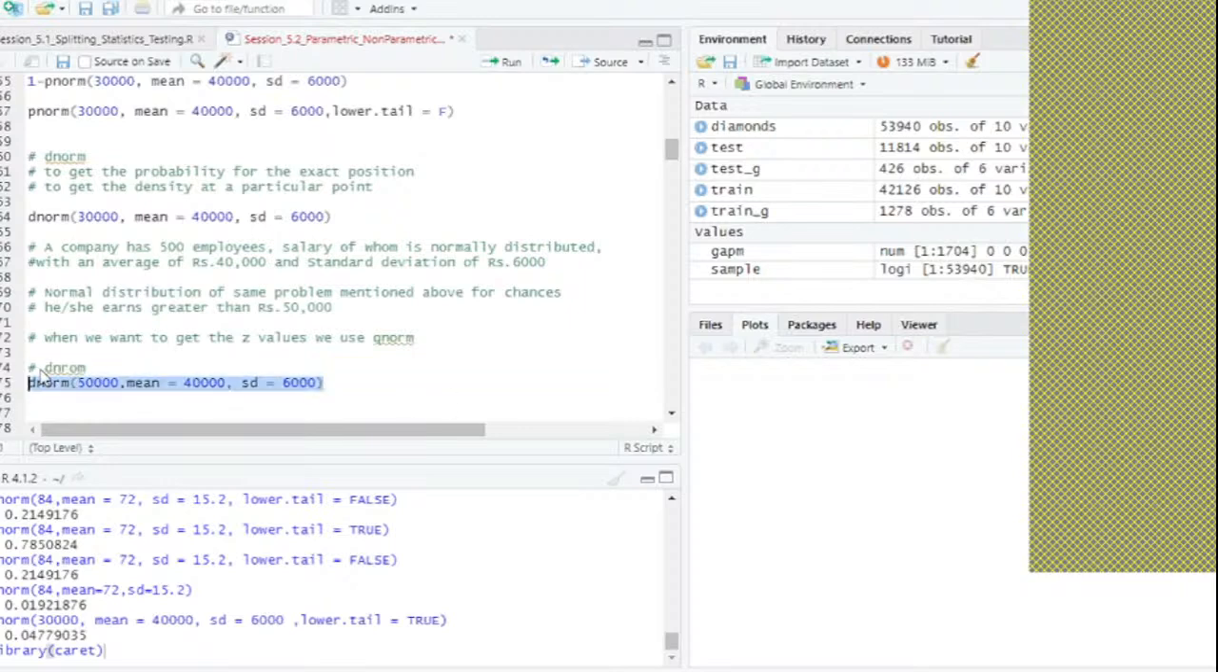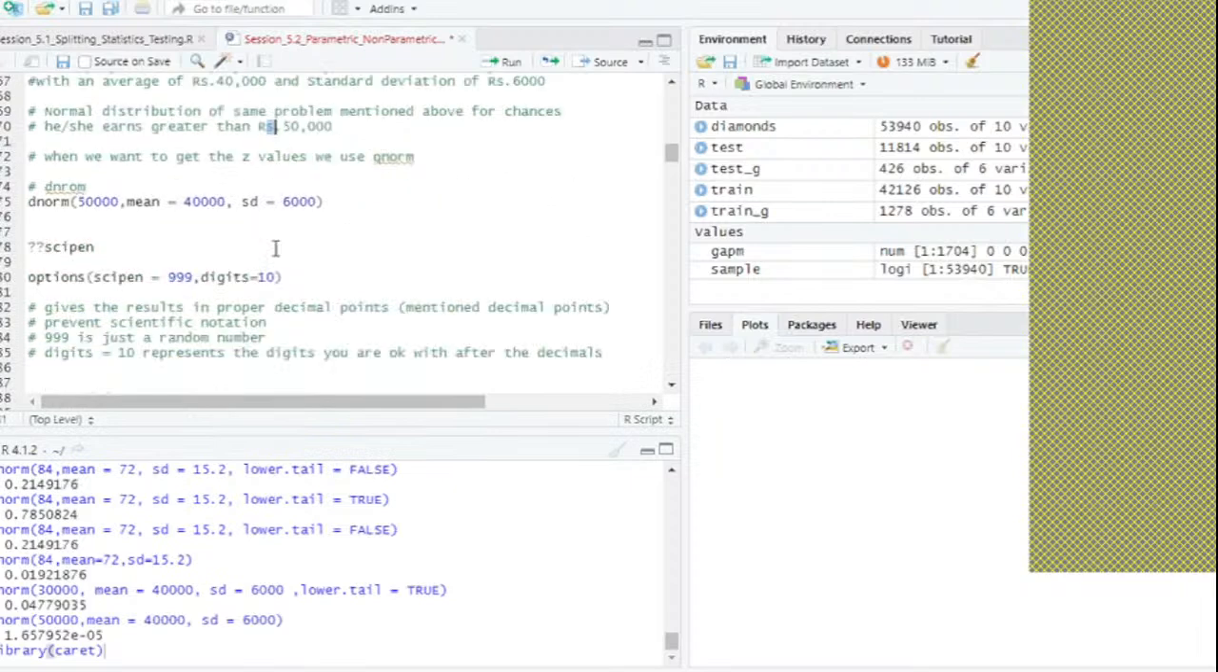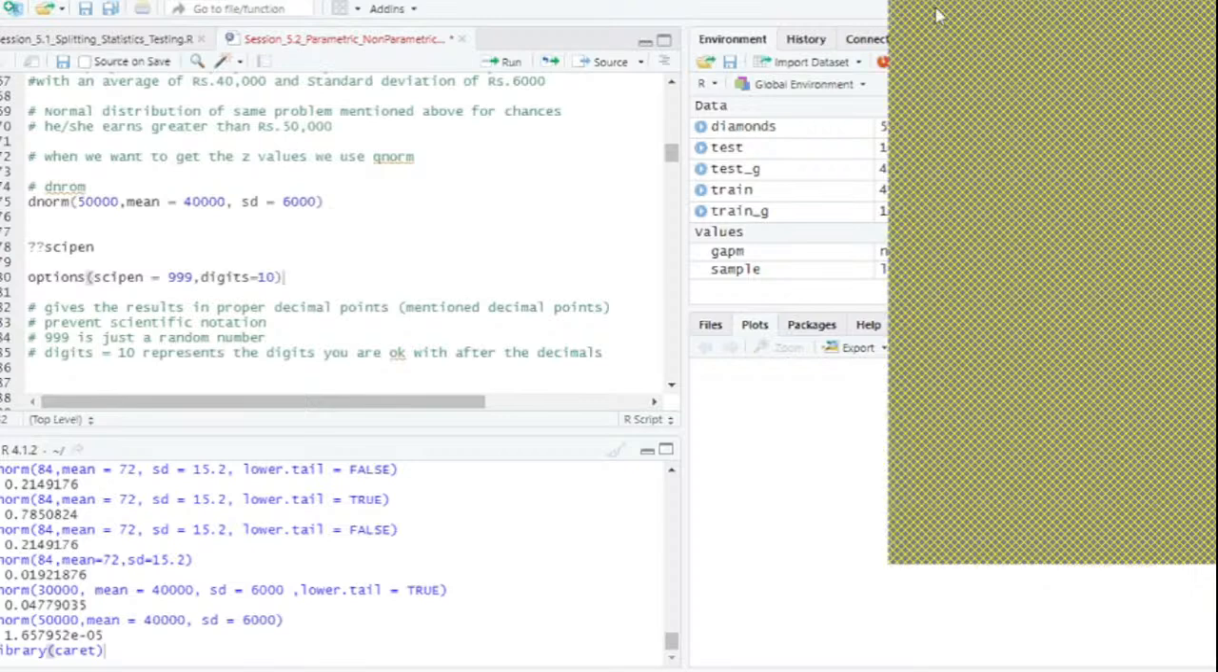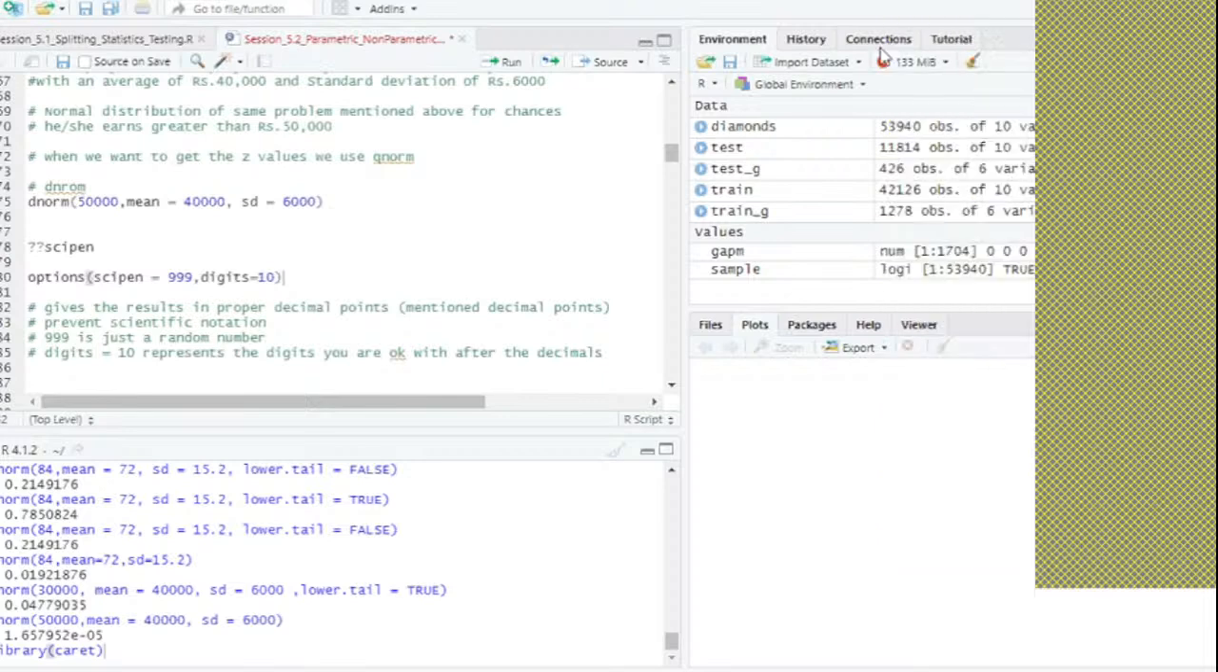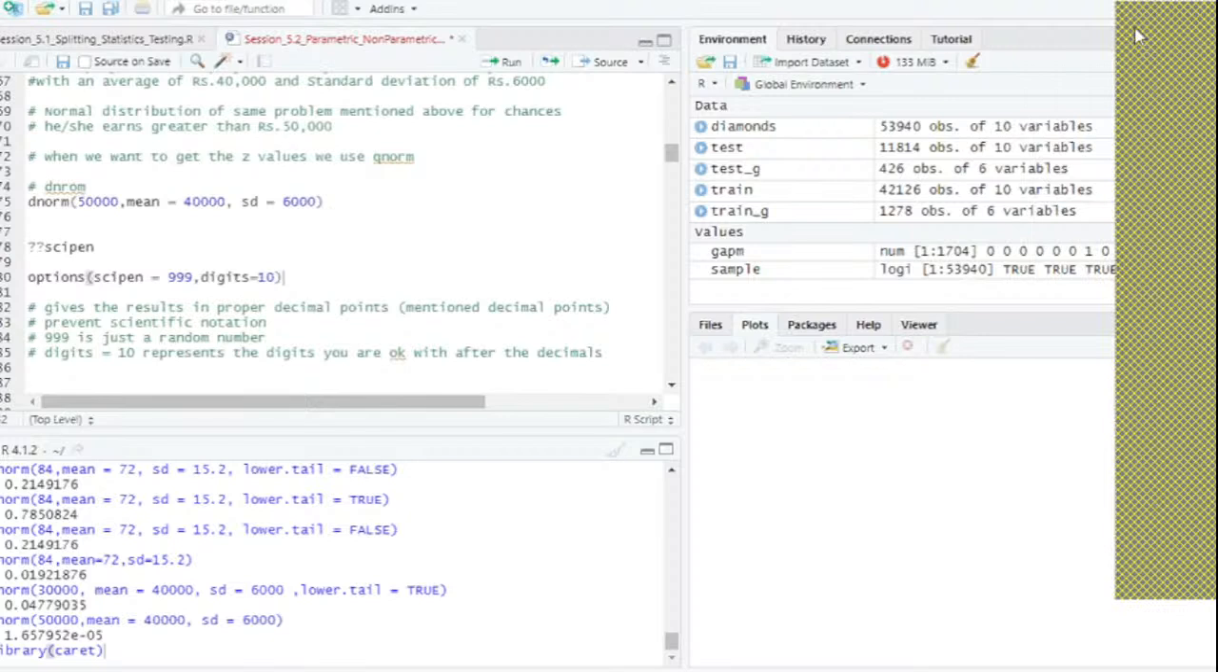What is the density at 50,000 when mean is 40,000 and standard deviation is... Left side means not up to the mean, but up to that 84, up to 84, the value of x, not x bar, okay?